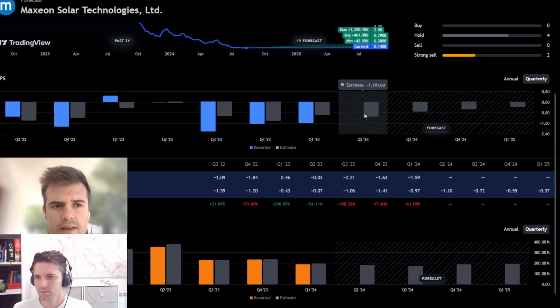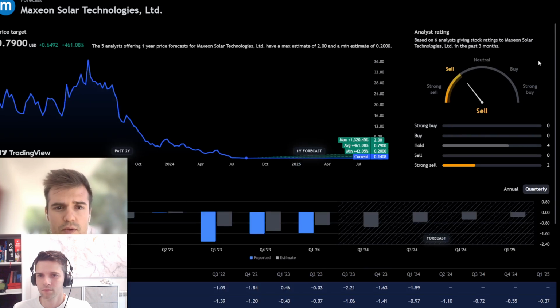Then we have the analyst rating. Very interesting, because based on 6 analysts giving stock ratings to this stock in the past 3 months, we have two strong sells and 4 holds, so the average could be sell. Very interesting because in one you see completely bullish and in the other it's kind of bearish. So how do you think this could be analyzed, taking both perspectives into account?